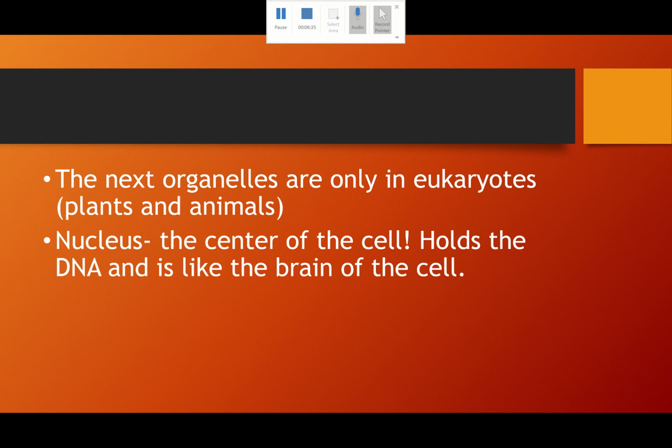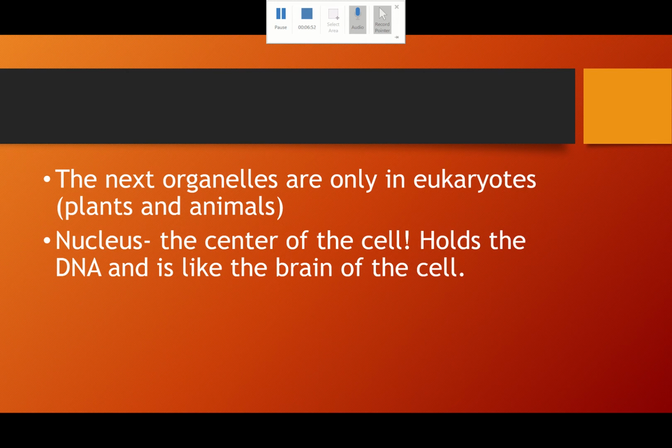Our first thing is the nucleus. The nucleus is the center of the cell. It's going to hold the DNA for eukaryotes, and it acts like the brain. So for eukaryotes, the DNA is in the nucleus. Back in prokaryotes, it just kind of had to hang out in the cytoplasm because they don't have a nucleus.